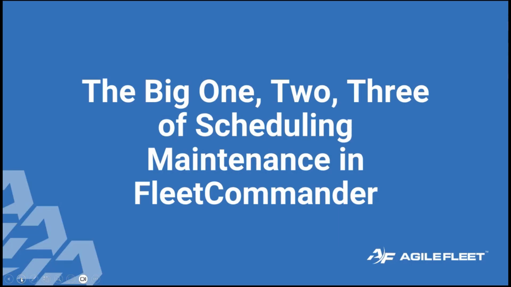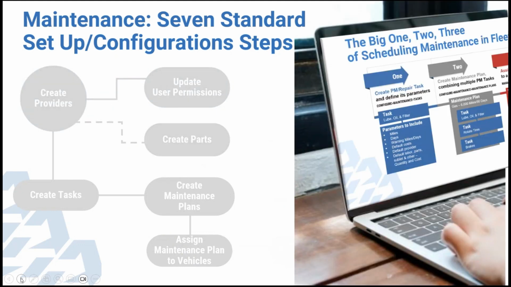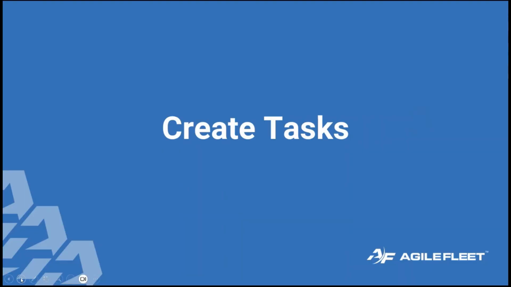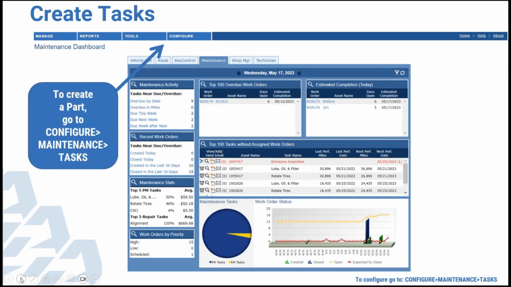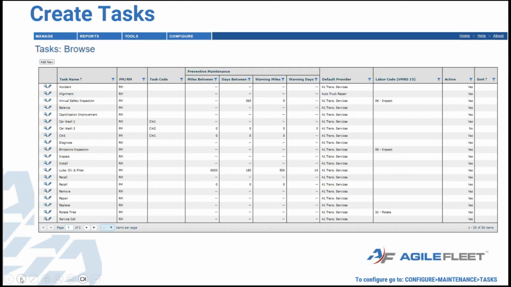Now we're at the portion of the roadmap in regard to that big 1, 2, and 3 of scheduling maintenance in FleetCommander. We've looked at creating providers, updating user permissions, and creating parts. With this established, you then go in and create your tasks, create your maintenance plans, and assign maintenance plans to vehicles. So for creating tasks, again, from the dashboard, you click on configuration, go to maintenance, and this time click on tasks. Again, it presents you in the browser with all the tasks that are within the system.